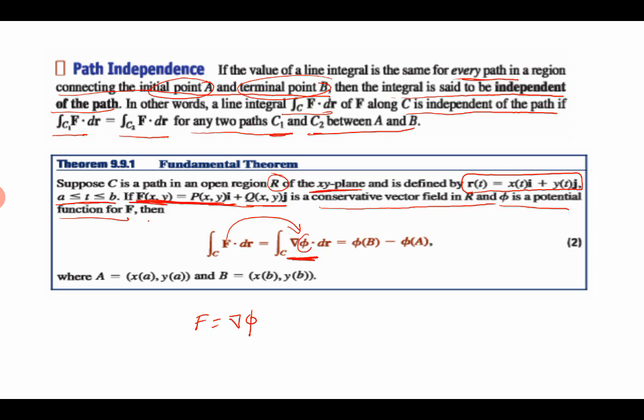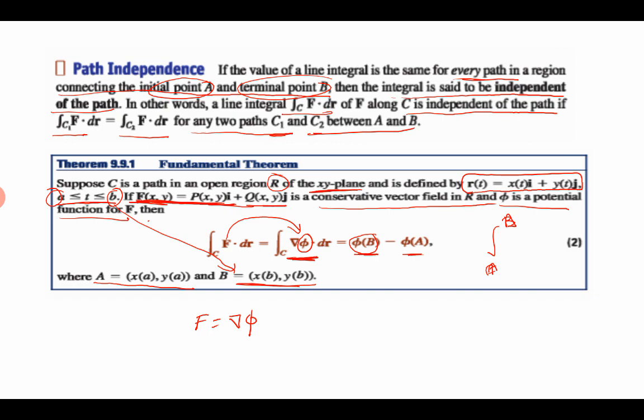If you know what phi is, substitute the upper limit for phi. C is from A to B. We are integrating from capital A to capital B, the endpoints, isn't it? So phi at the upper limit will be substituted, and then minus phi at the lower limit. Capital A is the substitution of this value at the lower point, and capital B is the substitution of B in the point x of B, y of B.